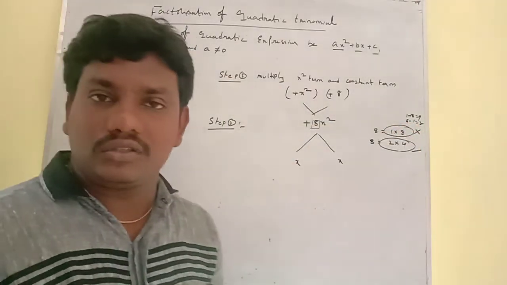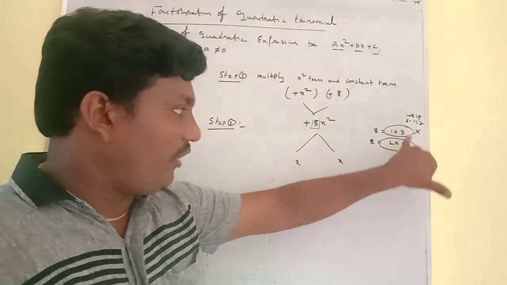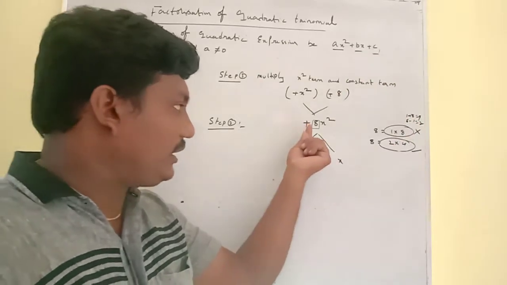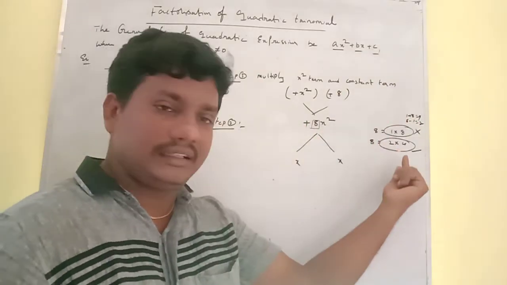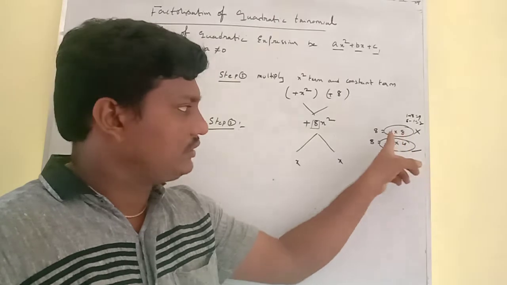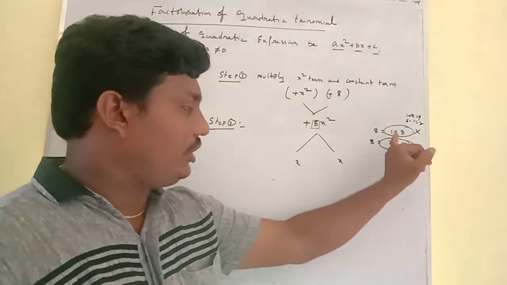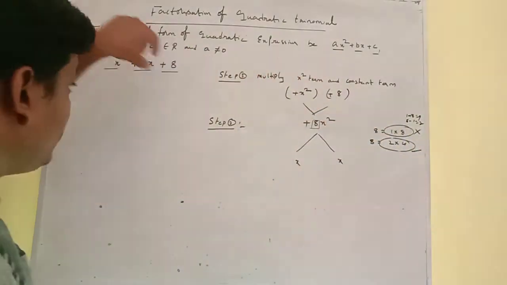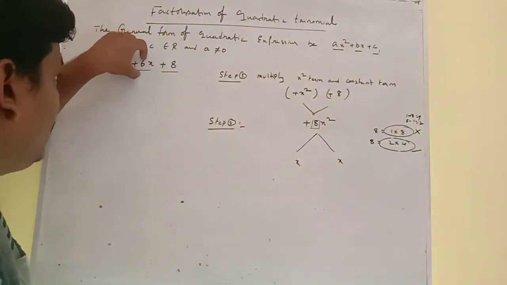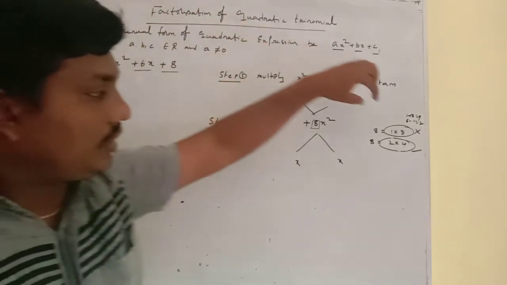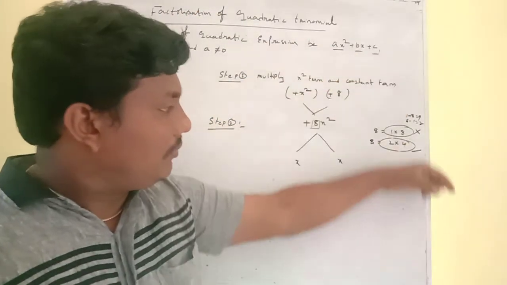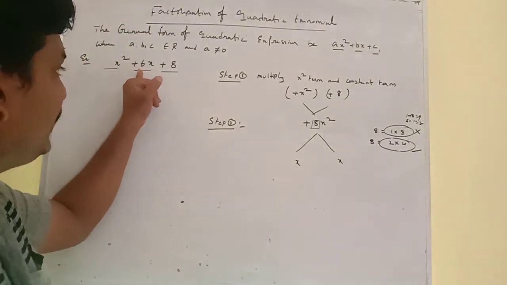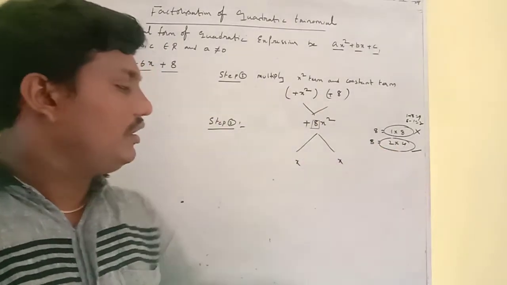Now students, I hope you understand. Which factors are going to be considered? For this product 8, there are two pairs of factors. The first pair is 1 and 8, but their sum is 9 and their difference is 7. If 9 or 7 were present in the middle term, we would consider these two factors. But here we consider 2 and 4, because 2 plus 4 is 6. Yes, 6 is present, so definitely we can split.